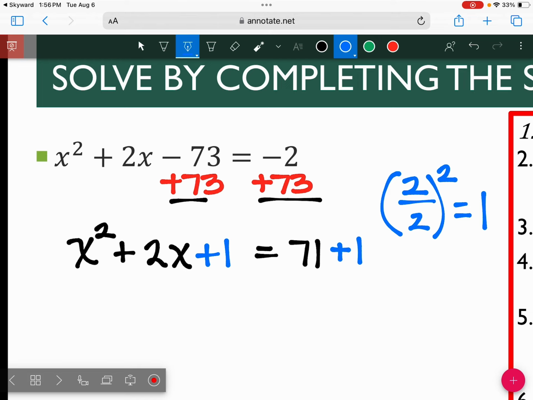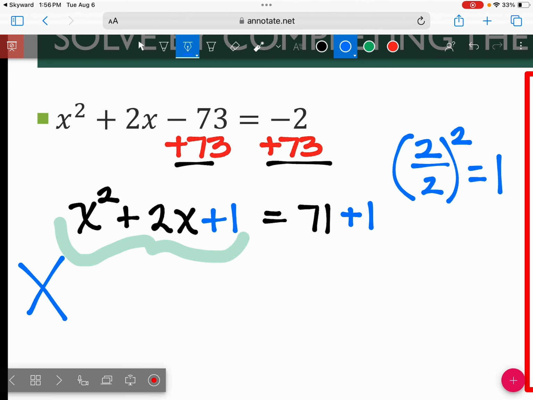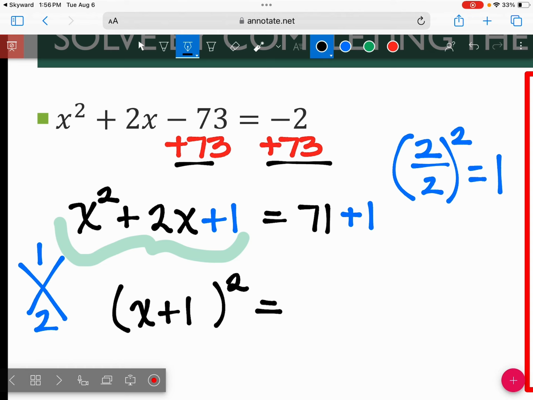All right, so now we're on step 4. Let's go ahead and factor this down right here. So in order to factor that down, I need 2 numbers that multiply to 1 and add to 2. So that's going to factor down to x plus 1 times x plus 1, which is going to give you x plus 1 squared equals 71 plus 1, which is 72.